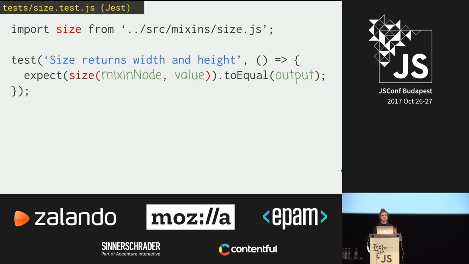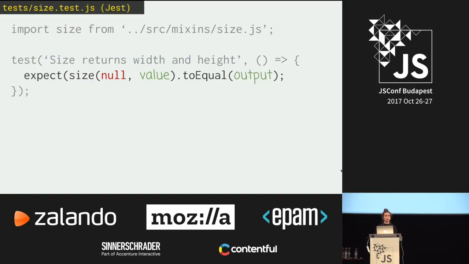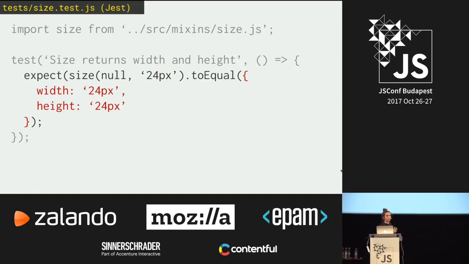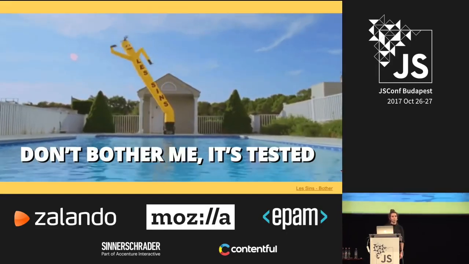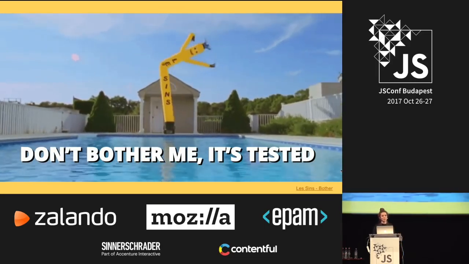Remember the mixin node used by PostCSS that we don't need? Null. Then you pass a value, 24 pixels. And then you just need to write the expected output, an object with a width and a height of 24 pixels. After that, you just need to run the test, see a green check mark, and be happy. You don't need to worry about this mixin anymore, because it's tested. You have CSS logic tested with JavaScript. So at the end of the day, you can enjoy the rest of the day. How cool is that? It's really cool.